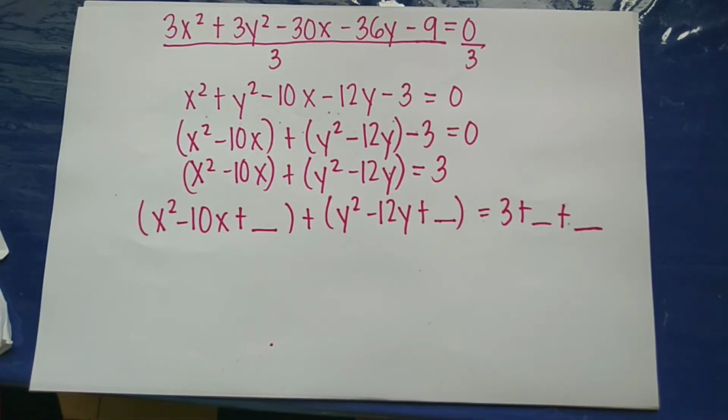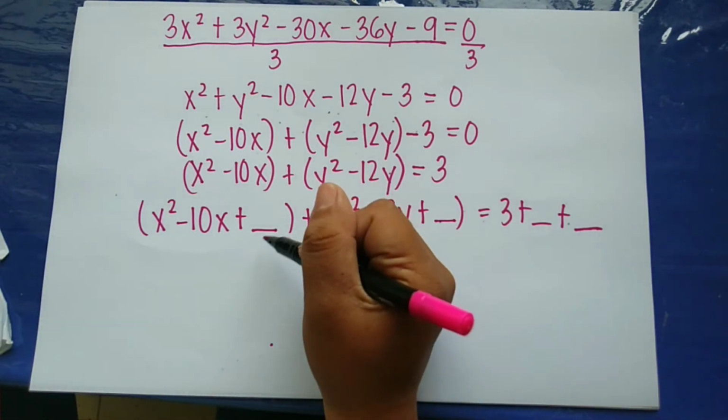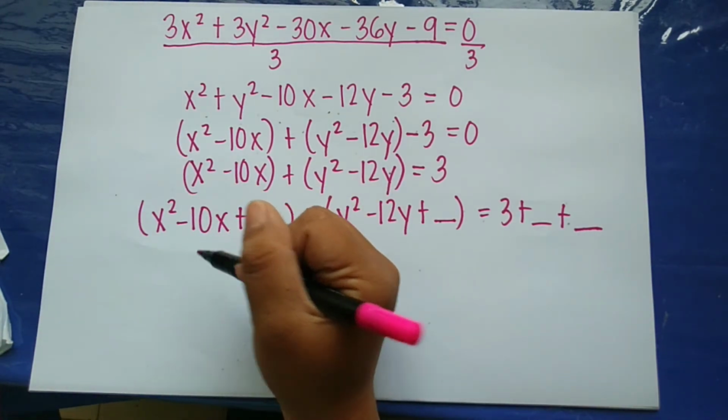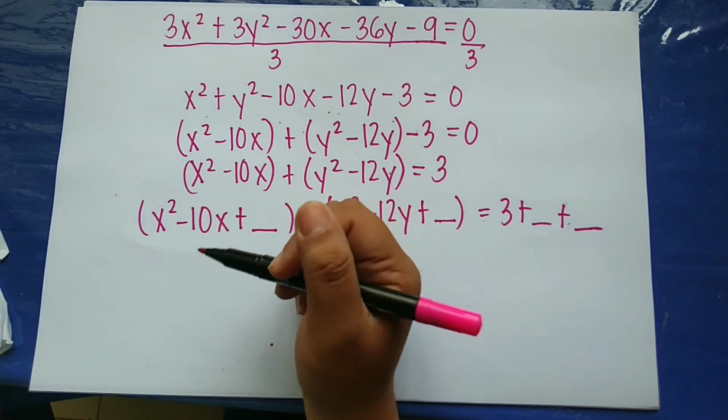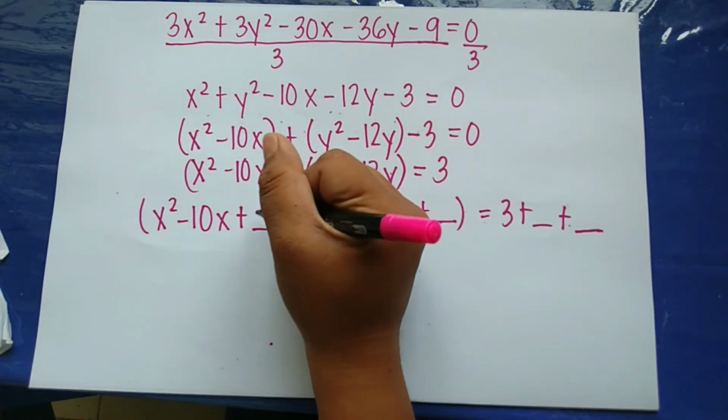Two perfect square trinomials by completing the square method. Whatever will be added to the left side should be added to the right side also. So what must be added here? Negative 10 divided by 2 is equal to negative 5, and negative 5 squared is equal to 25.